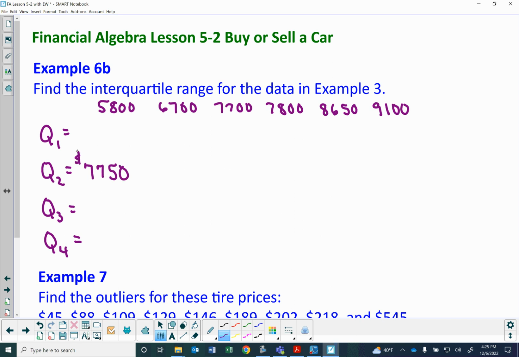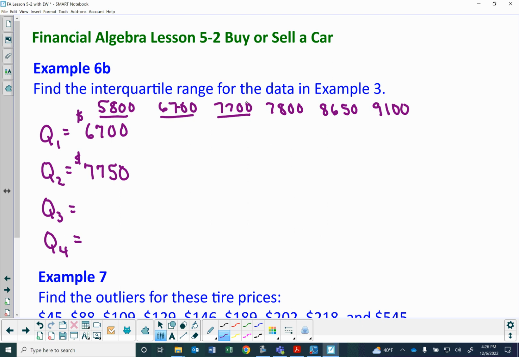So Q2 is 7750. We now need to find Q1. We need the median of the numbers that fall under 7750. How many numbers fall under 7750? Three of them do: 5800, 6700, and 7700. The middle number for that is 6700, so Q1 is 6700. Remember, our Q2 is 7750, which is between 7700 and 7800, which means that 7700 falls below that median.